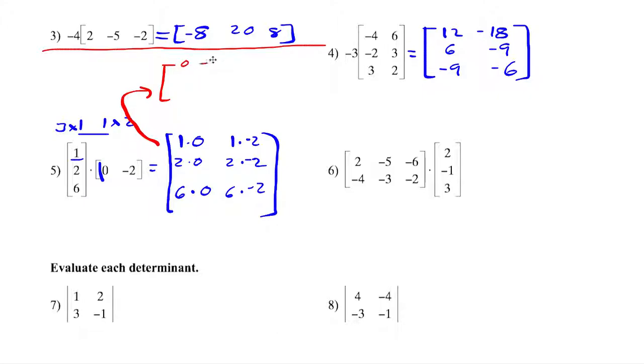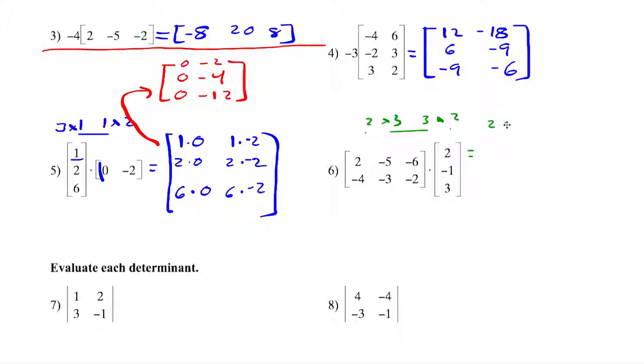So we get 0, negative 2, 0, negative 4, 0, negative 12. And that is our final answer for number 5. For number 6, we want to do the exact same multiplication. So we want to multiply each row by each column. So this is a 2 by 3, and this is a 3 by 2. So we can in fact multiply, and we will get a 2 by 2 as our product.